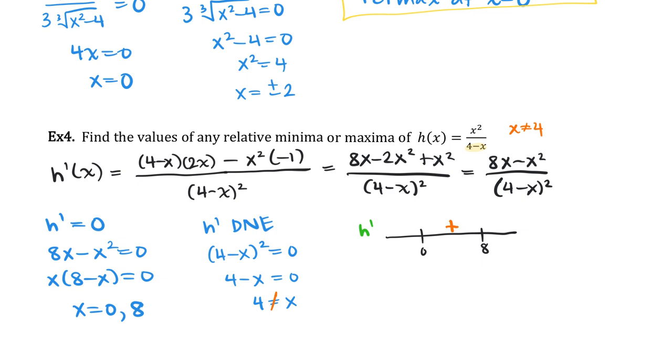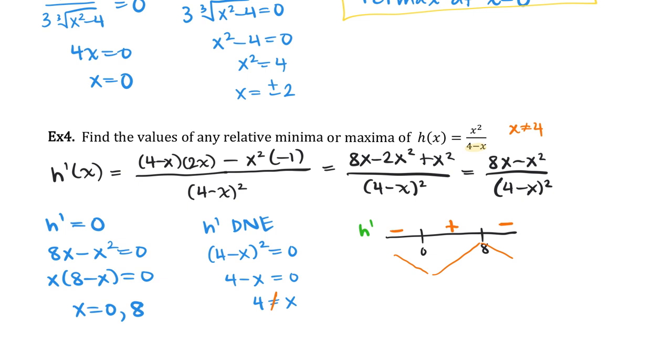Okay, let's try higher. How about 10? 80 minus 100 is negative. 4 minus 10 is negative, but then I squared it, goes to positive. So negative divided by positive is negative. Let's plug in negative 1. Negative 8 minus 1, negative 9. 4 minus 9, well, this is squared, so it's positive no matter what. So negative here. So what does this mean? It means there is a relative minimum at 0, a relative maximum at 8.